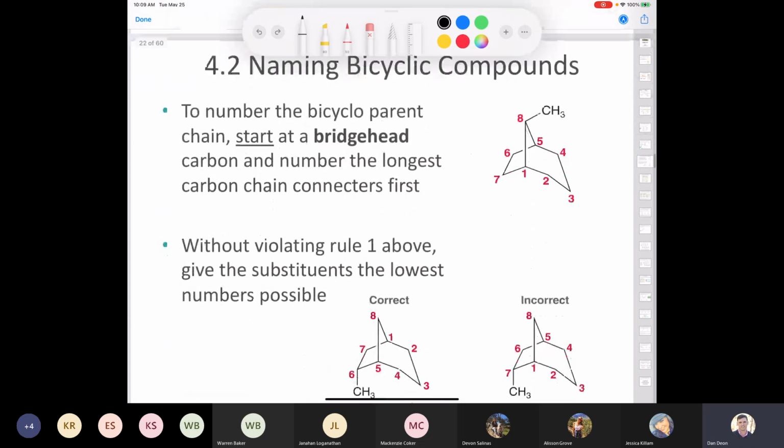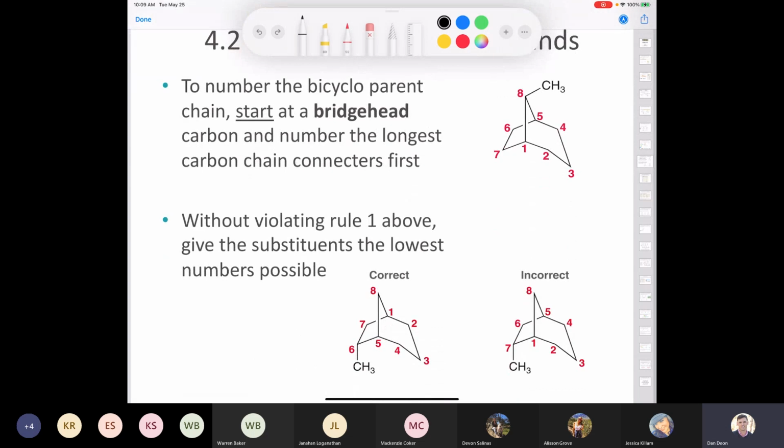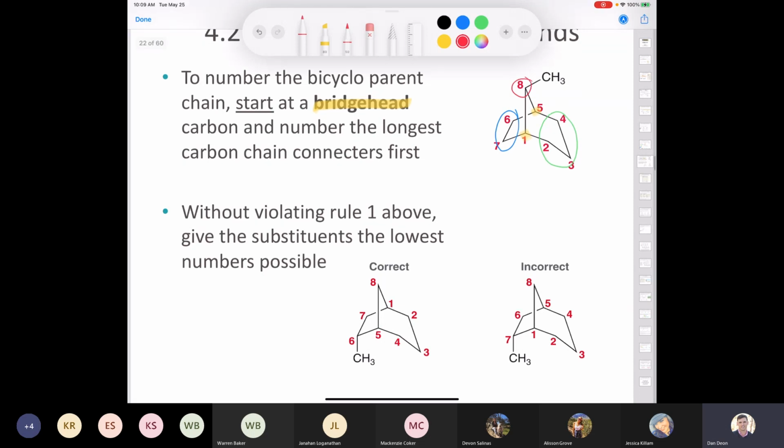So let's take a look at an example here. It says to number the bicyclo parent, you always start at a bridgehead carbon, right? Here are the bridgehead carbons, these ones here, okay? And you number the longest carbon chain connectors first. So look, I've got 3 carbons in this connector to the bridgehead carbons. I've got 2 here, and I've got 1 here. So you number the longest chain first, which is the green one. It's got 3 carbons. Then you'd go to the 2 carbon chain, which is the one circled in blue. Then you go to the 1 carbon connector, I guess, which is the one circled in red, only has 1 carbon. So get me on that?